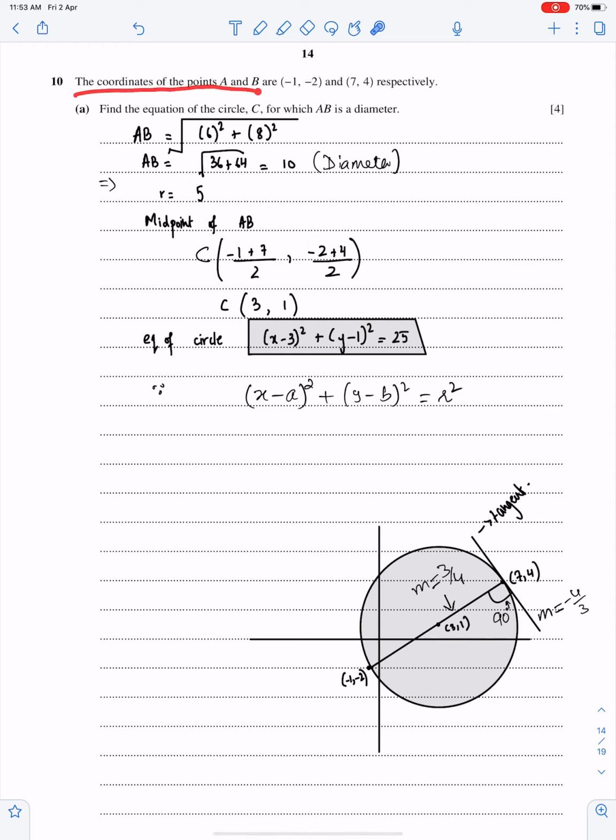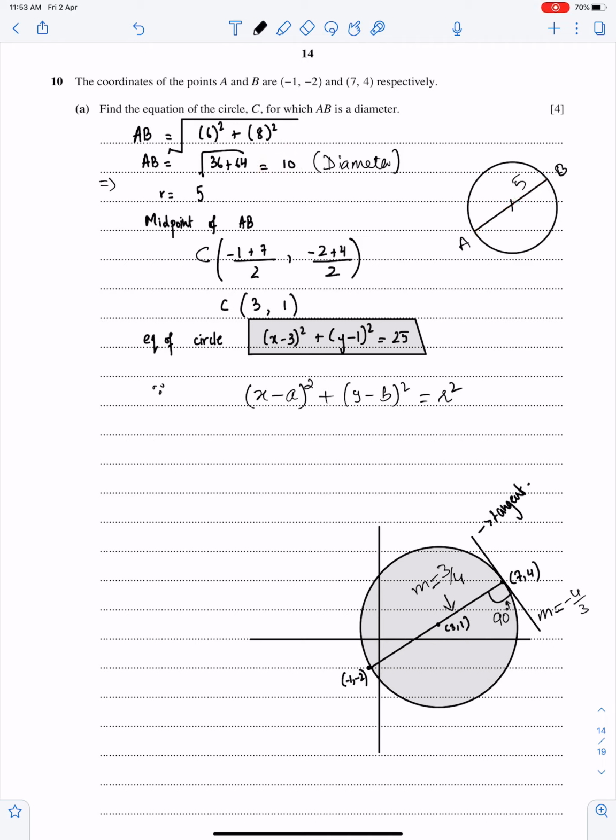The coordinates of A and B are this and this. Find the equation of the circle for which AB is diameter. This is so simple. Let's suppose this is a circle and A and B are here. This is A and this is B, and we need the equation of the circle. First get the distance, this length. This is the diameter, AB. So AB is 10. So radius will be 5.